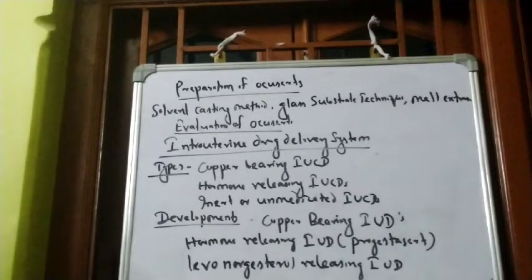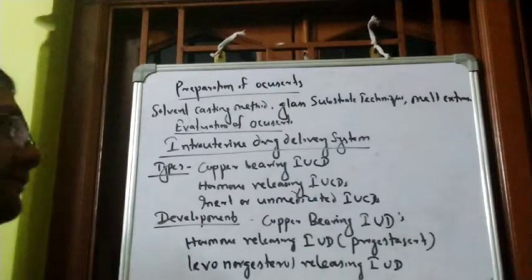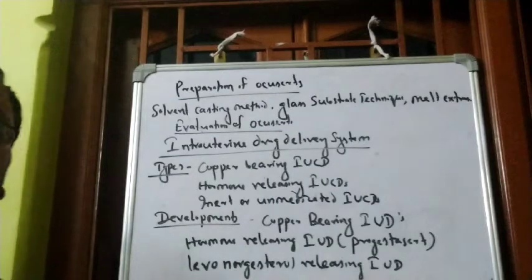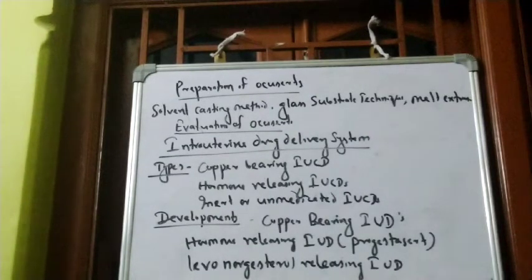Then coming to evaluation of ocuserts. There are different types of evaluation methods for ocuserts, like thickness uniformity, weight variation, drug content uniformity, percentage of moisture absorption, percentage of moisture loss, surface pH determination, swelling index, folding endurance, in vitro drug release, in vivo study, stability study, and sterility testing. So these can be done for the evaluation of ocuserts.